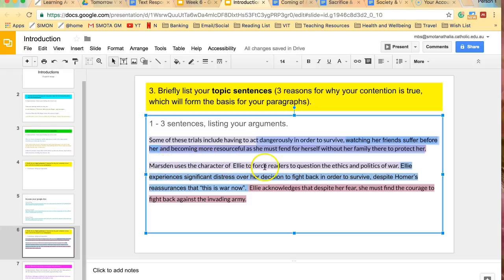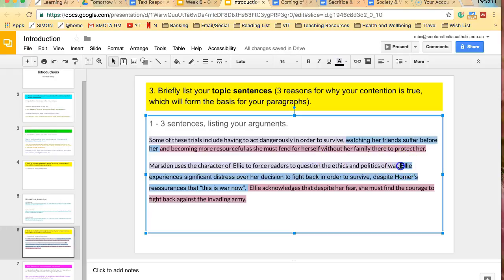Marsden uses the character of Ellie to force readers to question the ethics and politics of war. So that paragraph would be showing where Ellie is challenged in the ethics, and that means the way that she thinks about what's right and wrong and what's good and bad in the case of a war. When you're battling a war, rules change, and I would like to see some examples of how that happened for Ellie. And you might think about the mower incident, for example, and how she had to behave in a way that she never normally would, and she wouldn't think is acceptable, but she had to save her friends.